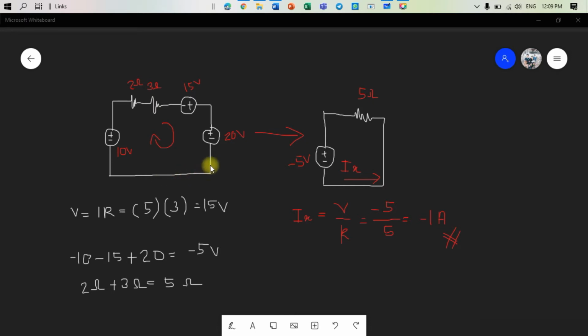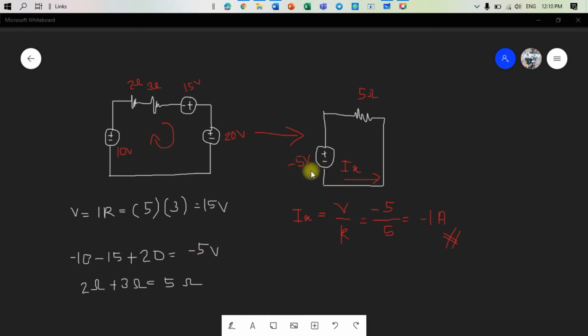We can simplify the circuit by combining this voltage source and this resistor in series. We will just add these two resistors, 3 plus 2, and we will get 5 ohm like here. For the voltage source, the calculation is like here. When we follow the loop, negative 10 volt, minus 15 volt, and plus 20 volt, and we will get negative 5 volt here.